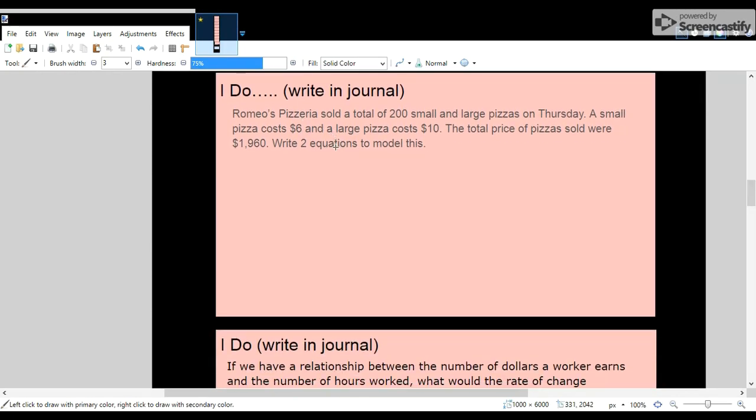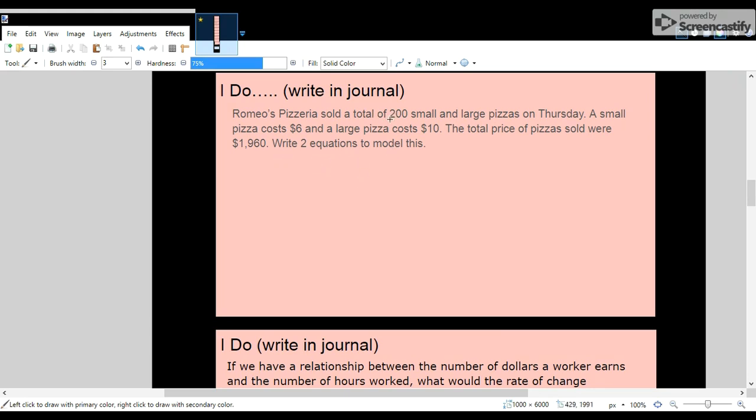Let's look at the next example. You're still writing these in your journal. Romeo's Pizzeria sold a total of 200 small and large pizzas on Thursday. A small pizza cost $6 and a large pizza cost $10. The total price of pizzas sold was $1,960. Write two equations to model this.